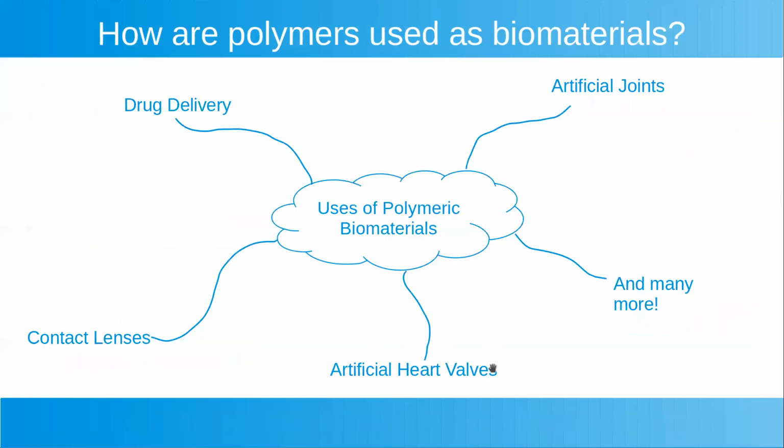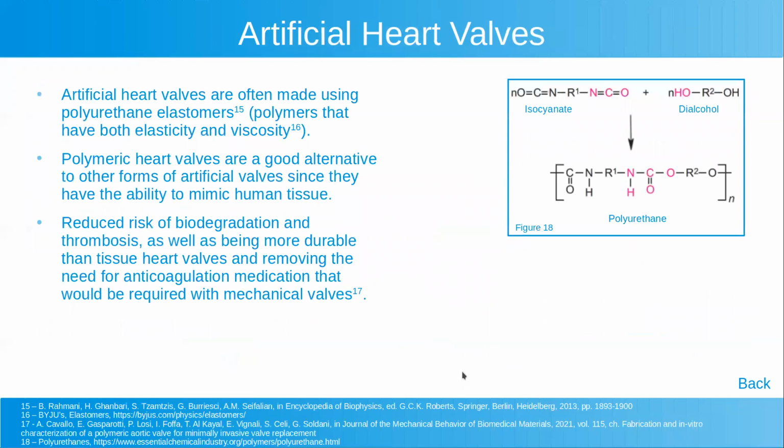Our final polymeric biomaterial that we're going to look at is artificial heart valves. So artificial heart valves are often made using polyurethane elastomers. So elastomers are polymers that have both elasticity and viscosity, making them ideal as they can then mimic human tissue. By using these rather than mechanical or tissue heart valves, we reduce the risk of biodegradation and thrombosis.